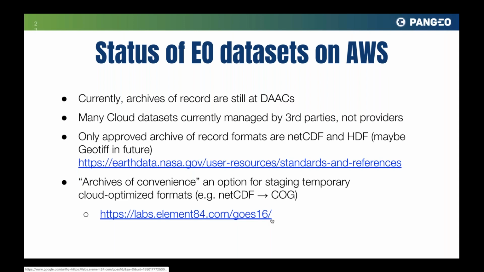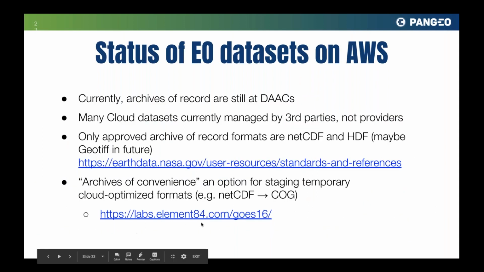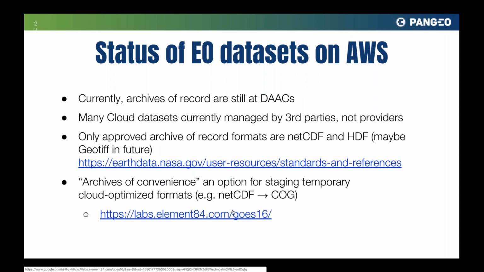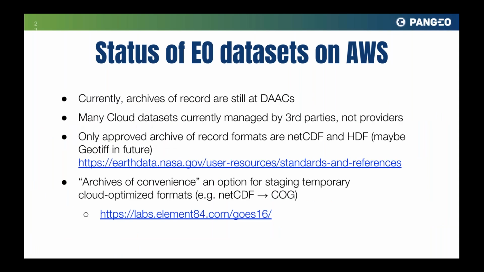One of the groups involved in the NASA project is Element 84, who've put together a really neat demonstration of how that might work for the GOES satellite imagery. The link for that is at the bottom. And many of the cloud datasets are currently managed by third-party providers right now. So I would say there definitely is no consensus on formats yet, but it's certainly being explored by many groups. Scott?